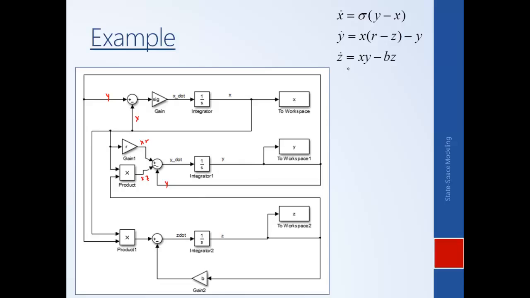And then the last equation, z dot, is x times y minus b times z. So we branch off x, we branch off y from over here.